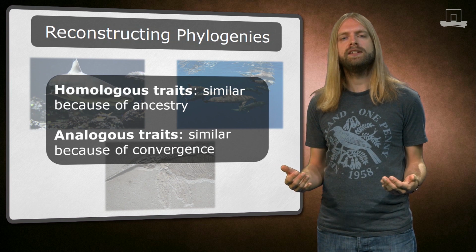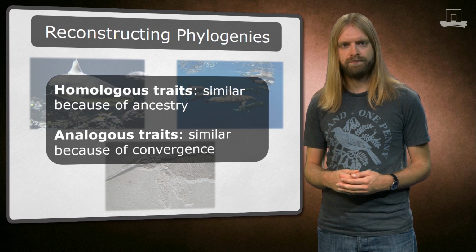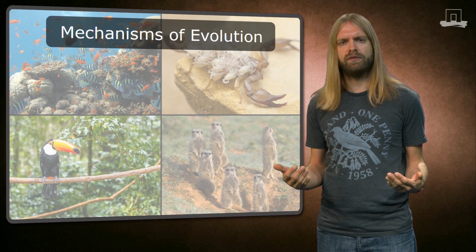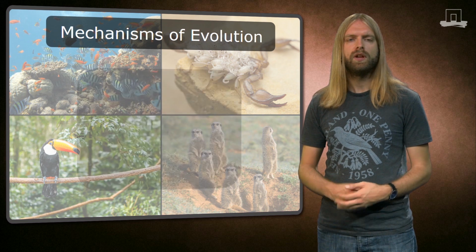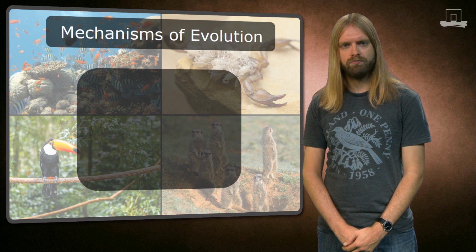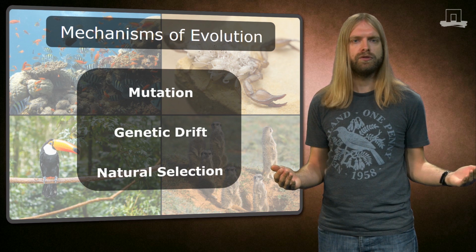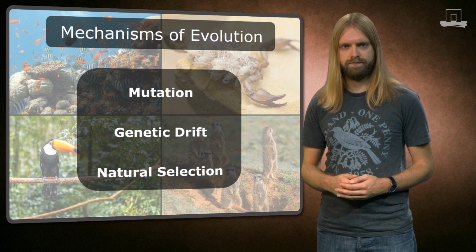So we know that species are related to each other by different degrees. But what causes species to change and diverge? The modification part of descent with modification. There are three main processes: mutation, genetic drift, and natural selection.